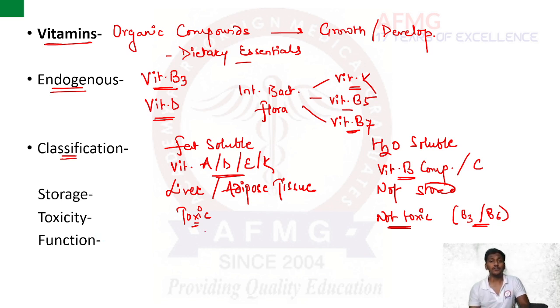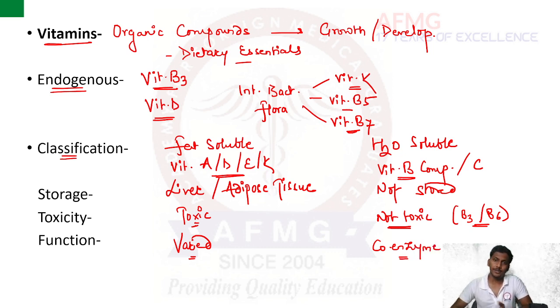Then if I talk about the functions, please remember fat soluble vitamins have a variety of functions, whereas water soluble vitamins majorly play only a coenzyme role, right? They will help multiple enzymes inside our body.